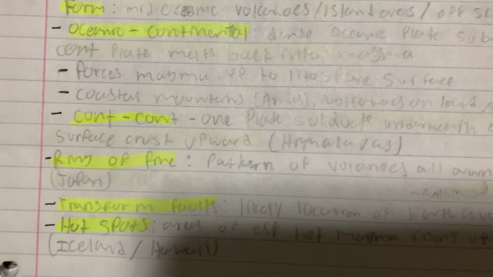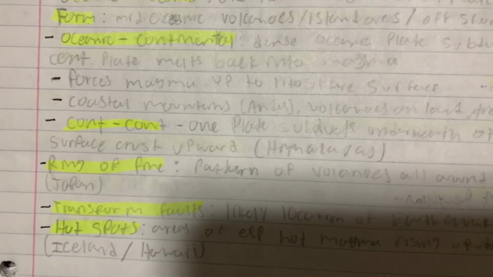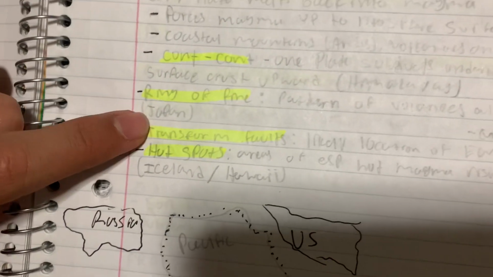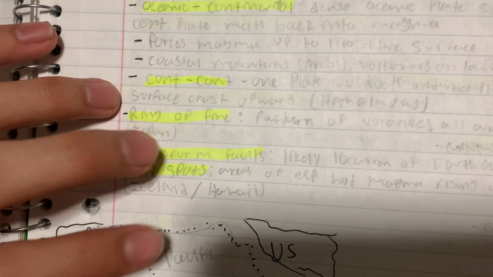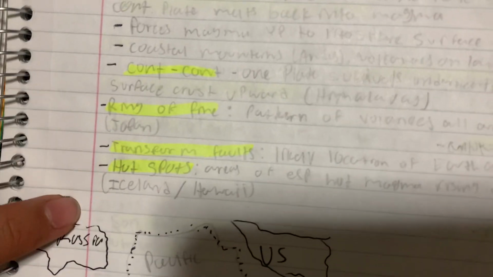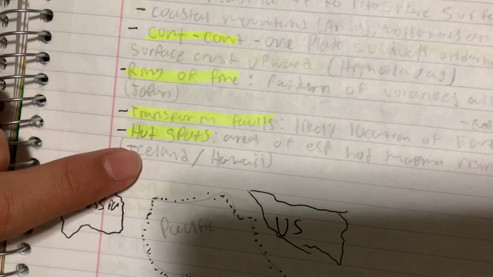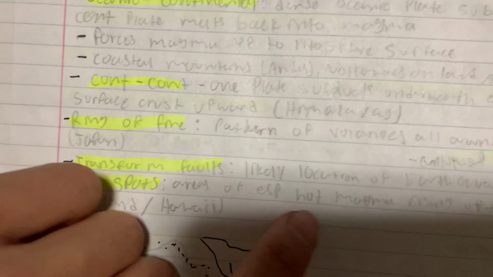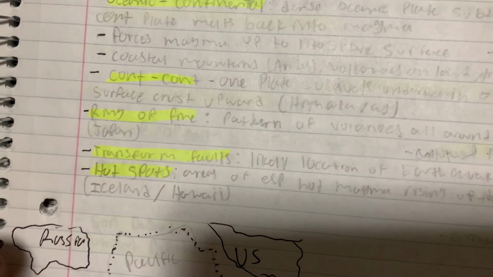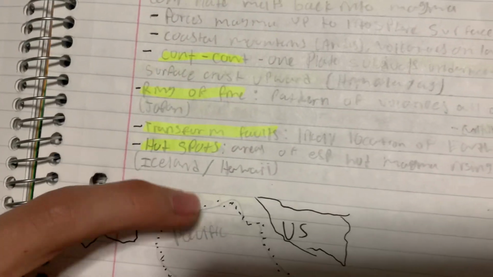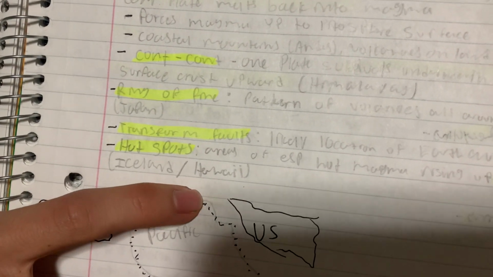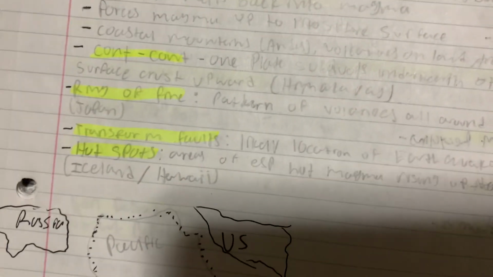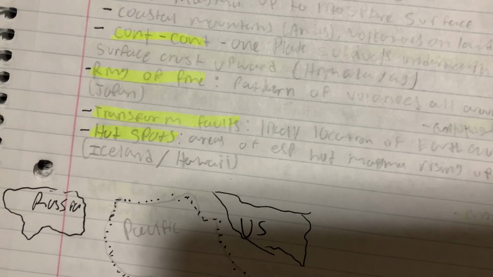For example, the Himalayas. And then after that, there's the Ring of Fire, which is a pattern of volcanoes all around the Pacific Plate. And also transform faults, which are likely locations of earthquakes. And I should say the hotspots, areas of especially hot magma rising up into the lithosphere.